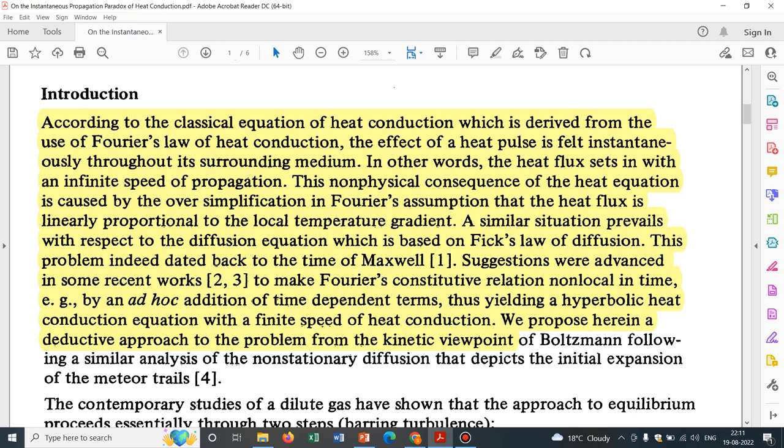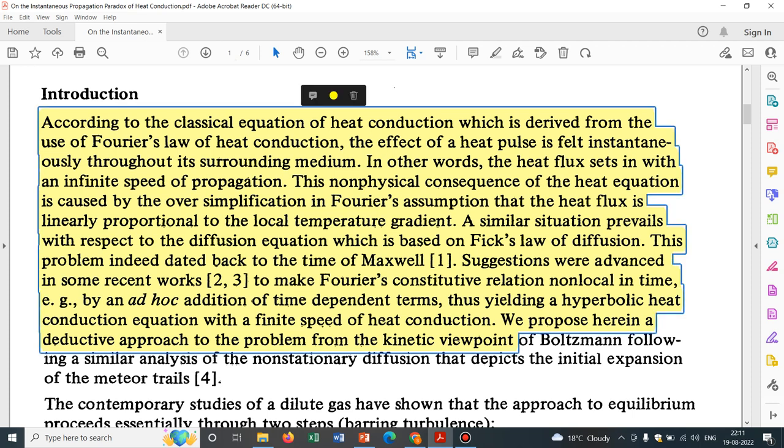So the signal is moving with an infinite speed, which means the heat flux is also moving at infinite speed. That is what it is mentioning. This is non-physical. This non-physical consequence of the heat equation is caused by the oversimplification in Fourier's assumption that heat flux is linearly proportional to the local temperature gradient. So this line is very important.